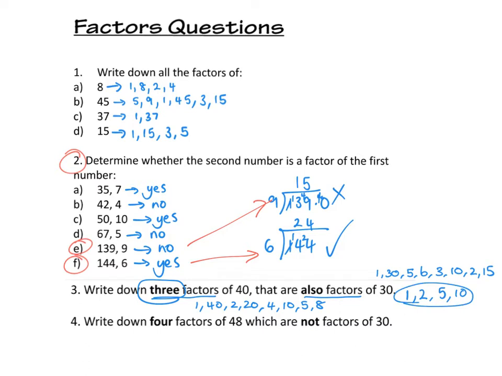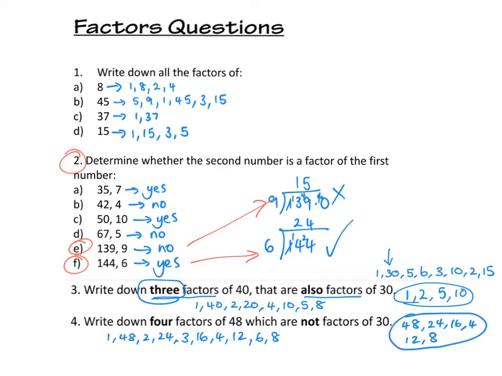So for the next one, same idea. Write down all the factors of 48 first. And don't write the factors of 30 out again, because I've got them up here. So write down 4 factors of 48 which are not factors of 30. 1 is, 48 isn't, 2 is, 24 isn't, 3 is, 16 isn't, 4 is, 12 isn't, 6 is, 8 isn't. So you only need 4 of those numbers. Any 4 of these numbers would get you the marks for that question.